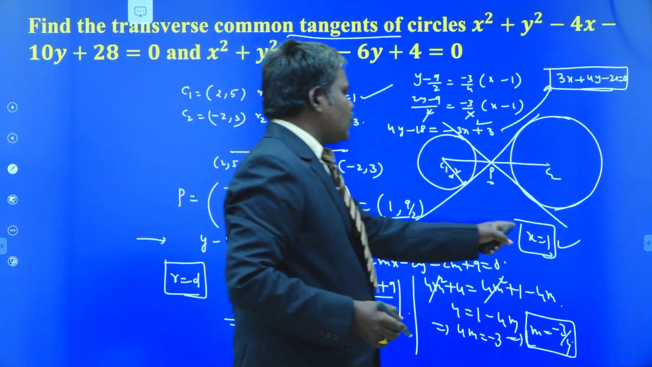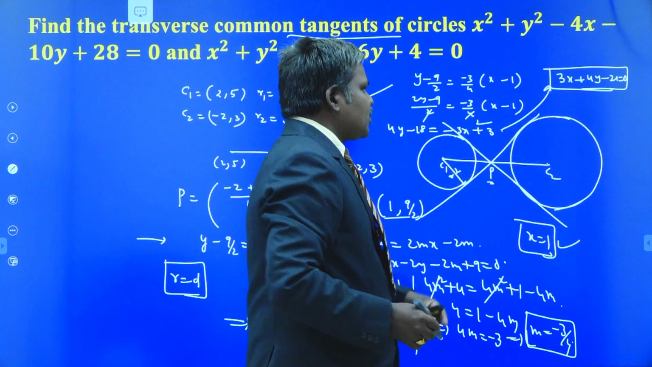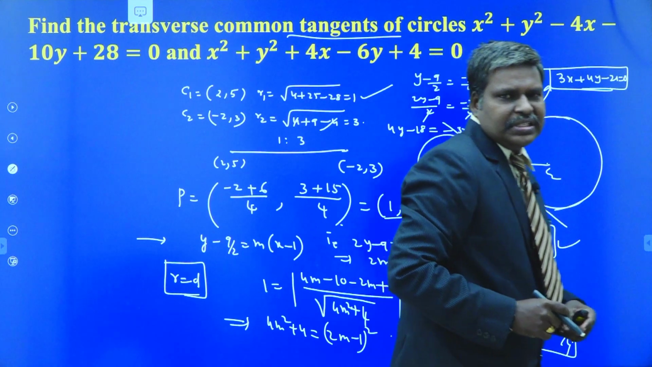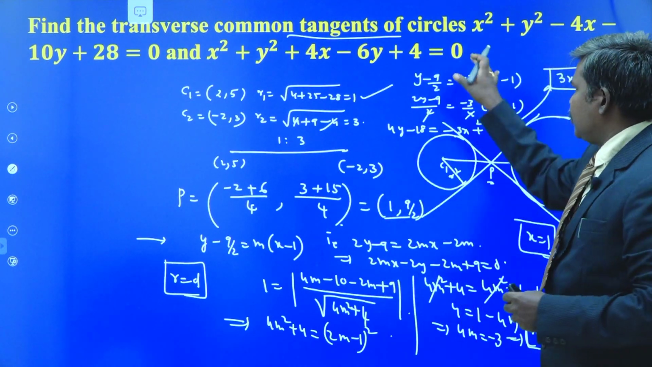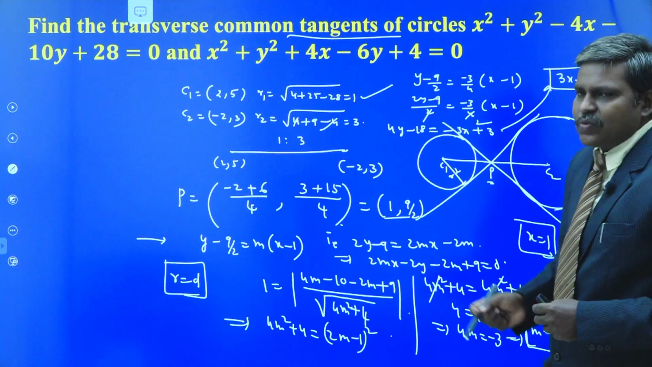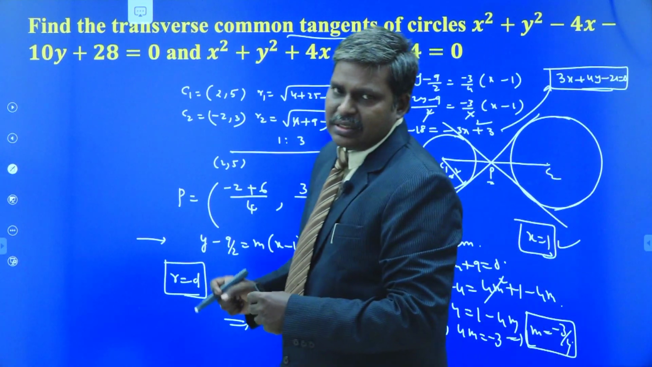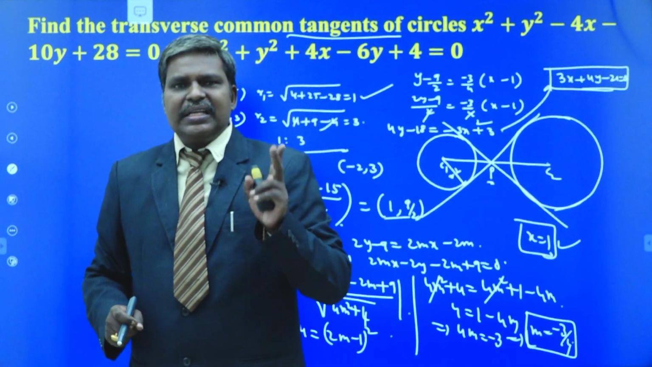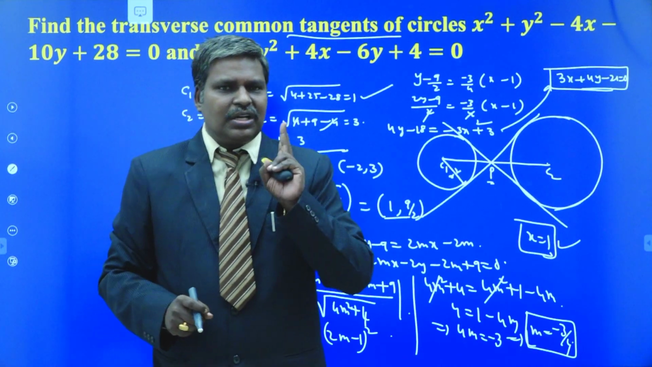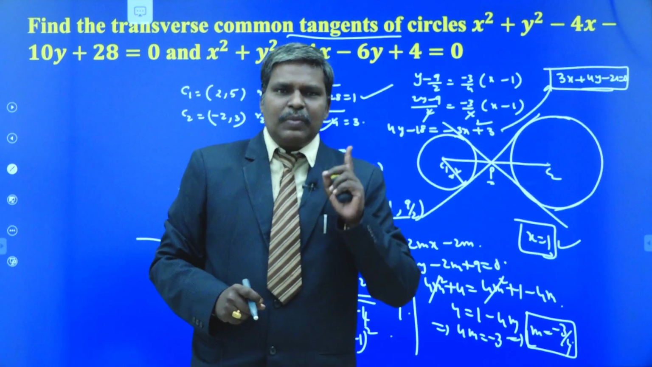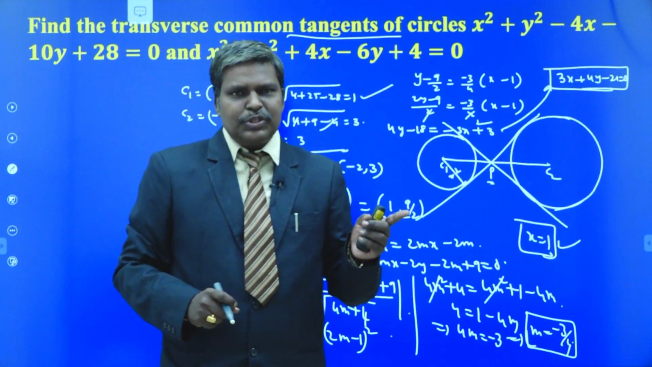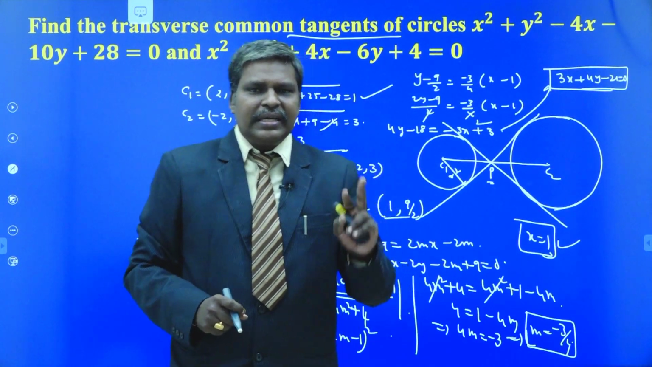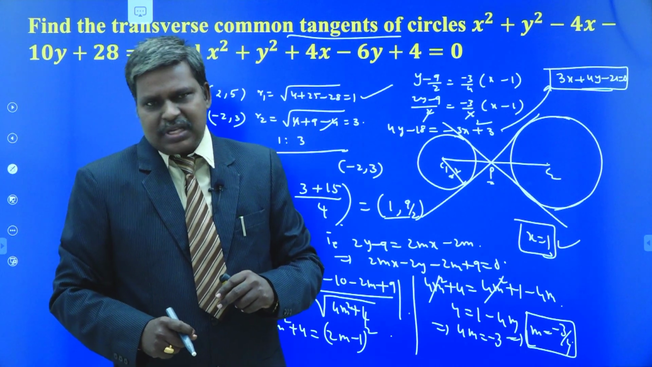What are they? x equal to 1 is one equation, 3x plus 4y minus 21 equal to 0 is the other equation. In this manner, we can crack the question of finding the transverse common tangents of the given two circles. Either direct common tangents or transverse common tangents, these are two things you have to do. The first is finding the center of similitude: external center of similitude for the direct common tangents, internal center of similitude for the transverse common tangents.